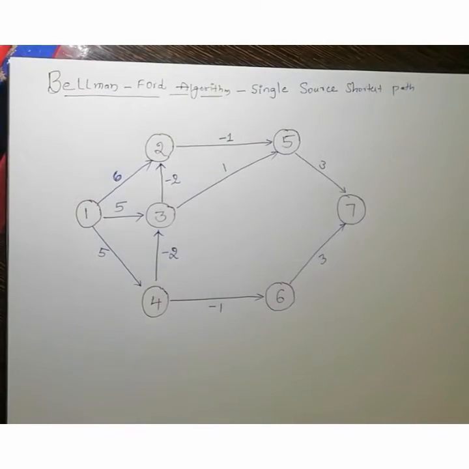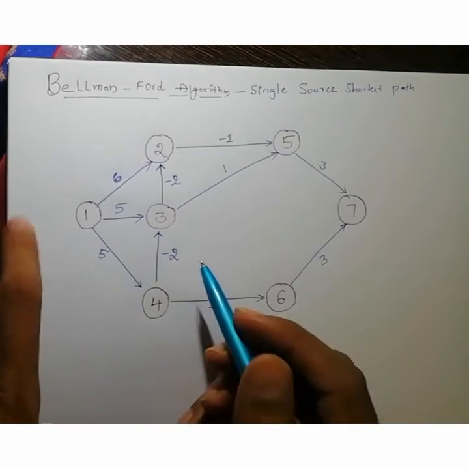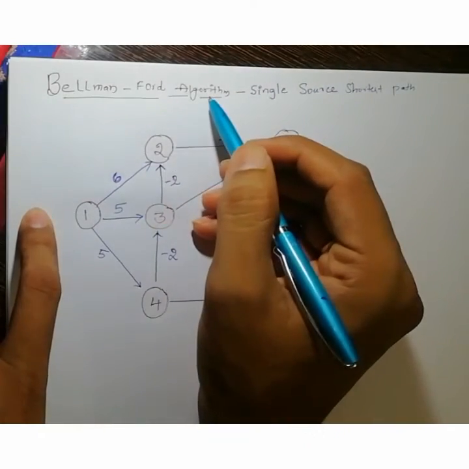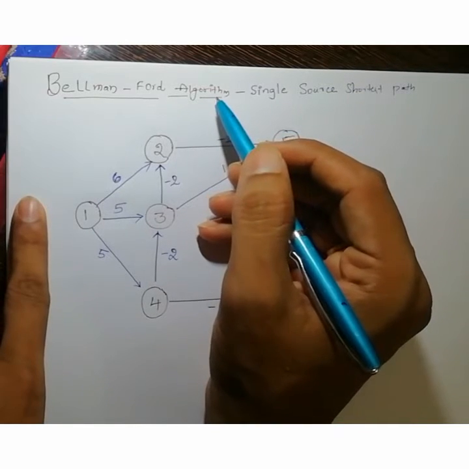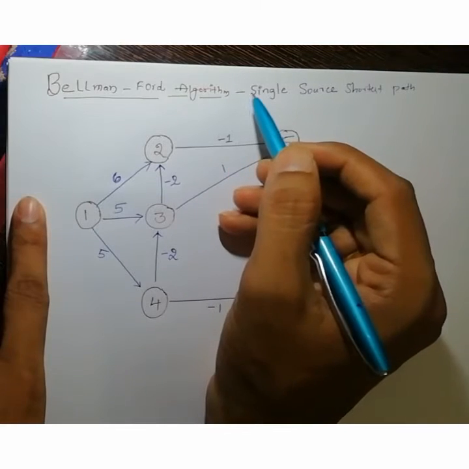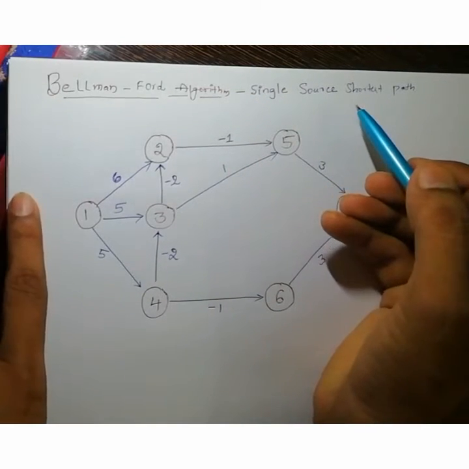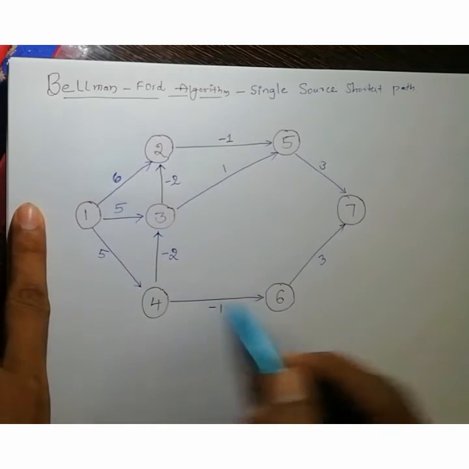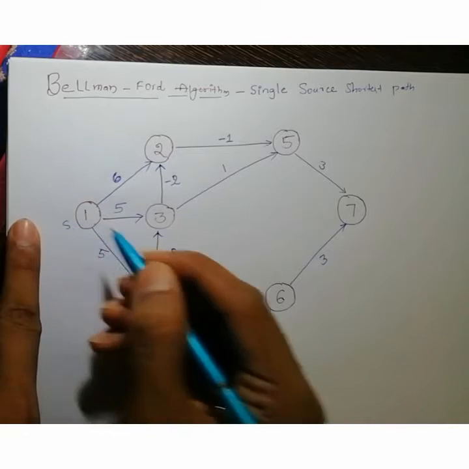Welcome back. In this video we will discuss the next concept, that is Bellman-Ford algorithm. First we will discuss why we are using Bellman-Ford algorithm. Bellman-Ford algorithm is used to find the shortest path from a single source to all other destinations or vertices. So in this graph, for example, this is a source, right?